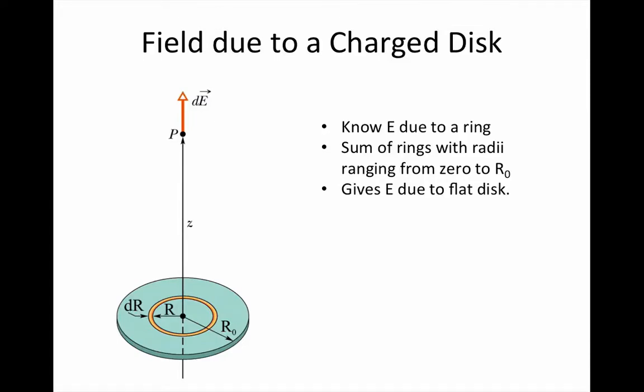The next thing we're going to do is to use integration again to calculate the field due to a charged disk. Now we already know the electric field due to a charged ring. So a disk is just a sum of rings with radii ranging from 0 up to a maximum value that we'll call R0, which is the radius of the disk. And if we add up the electric field due to all of those rings, that will give us the electric field due to the flat disk.